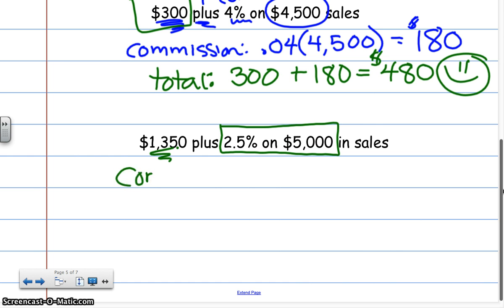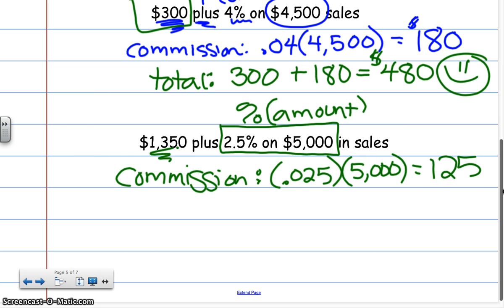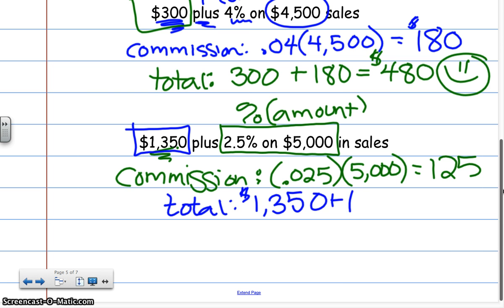So again, I'm going to find my commission, and I'm hoping that you're starting to memorize that all of this, you just do percent times amount. So my commission is going to be my percent as a decimal, 0.025 times 5,000. And that is equal to 125. Okay, that's my commission. But guess what? I'm a lucky person because I also get this initial. So my total earnings is going to be what I make no matter what, 1,350, plus my commission, 125, and that is equal to $1,475.